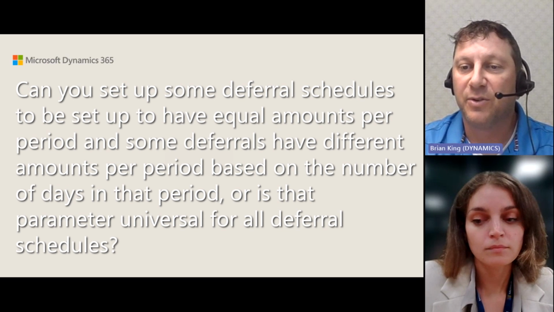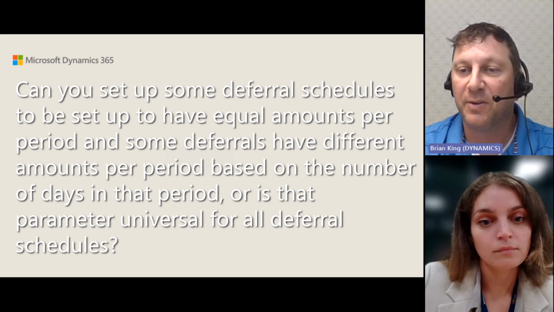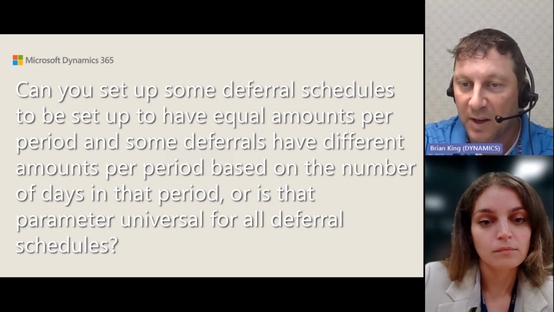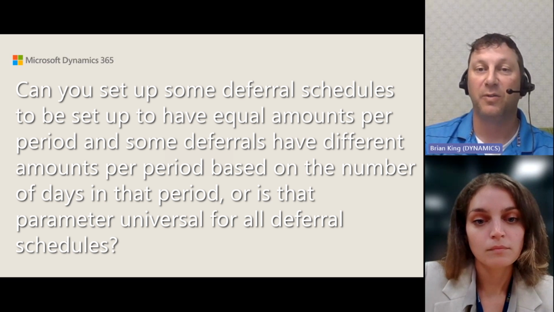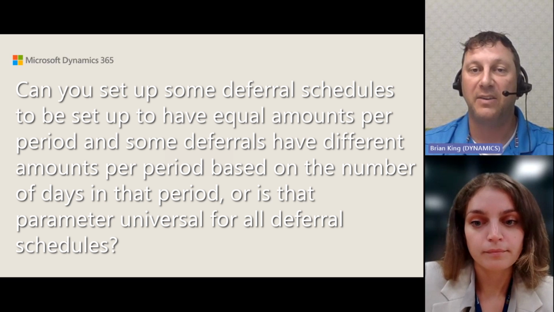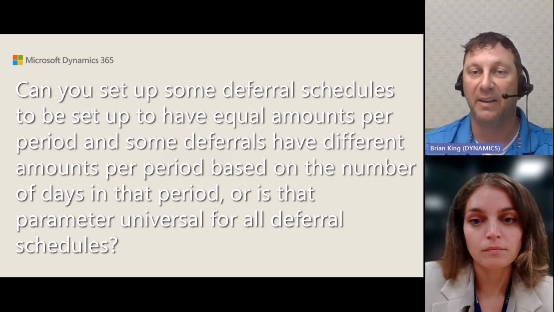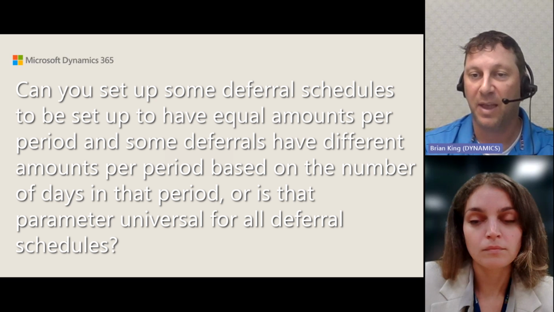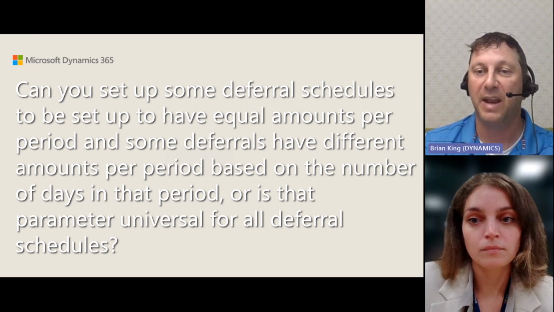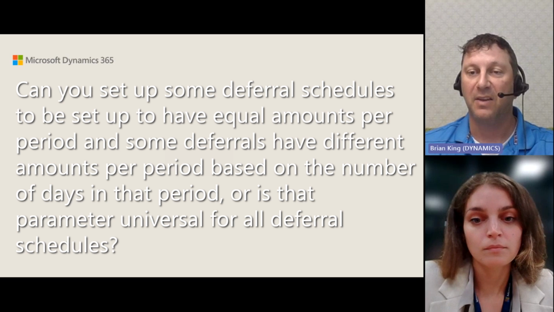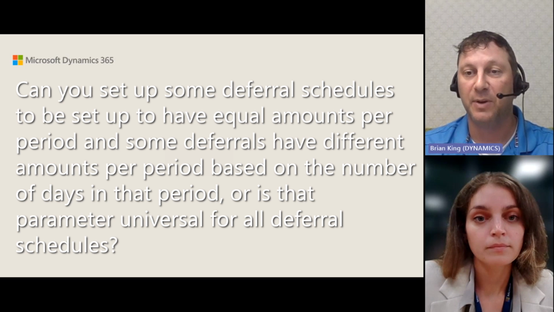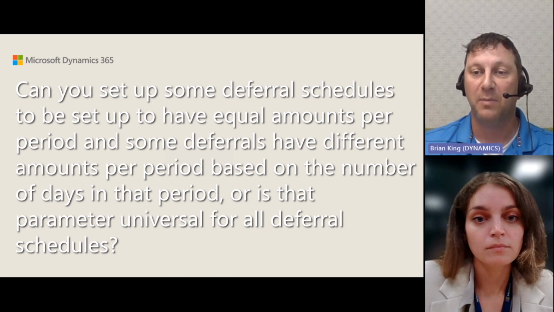Let's see here. I did that one. Can you set up some deferral schedules to have equal amounts per period and some deferrals to have different amounts per period based on the number of days in that period? Or is that parameter universal for all deferral schedules? The parameter is universal, but it's a default. When you go in the transaction deferral window on each line, whether it's a sales line, a general journal line, or an AP invoice line, whatever you're working with, that transaction deferral entry screen will have that option in there, and it will default based on what the parameter is. If you have that set as true or yes, it'll default to yes, but you can have a mix of yes and no between your transaction lines.